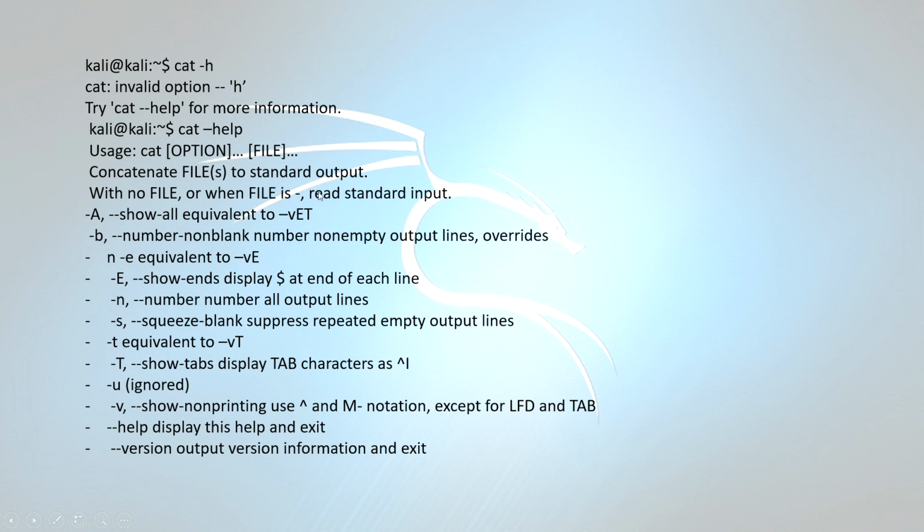Concatenate files to standard output. The options: -b number non-blank output lines; -n number all output lines; -s squeeze blank and empty output lines; -T show tabs as ^I characters; -v show non-printing characters; --help display the help and exit.